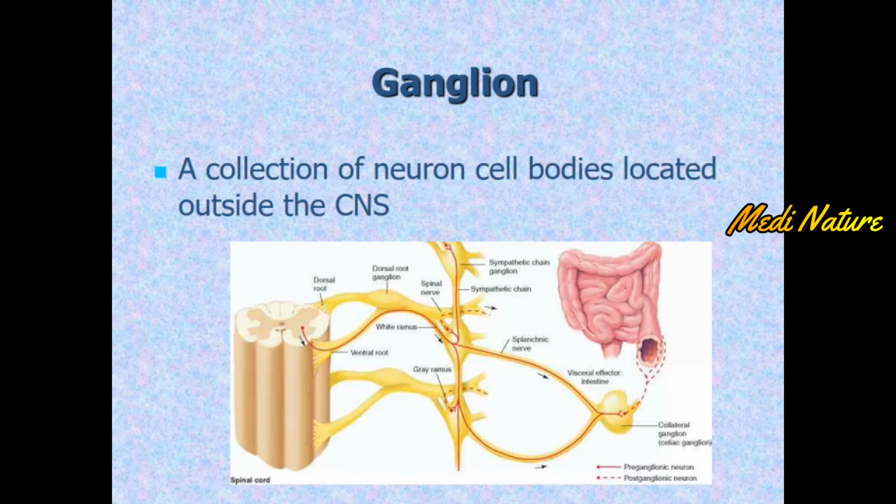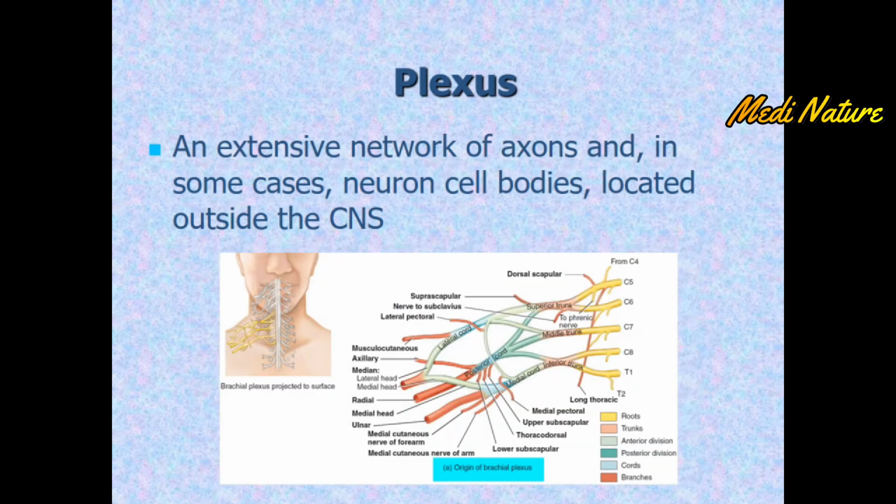Another part of the peripheral nervous system is the ganglion. A ganglion is a collection of neuronal cell bodies which are located outside the central nervous system. A plexus is an extensive network of axons which are located outside the central nervous system. Sometimes a plexus also contains neuronal cell bodies other than axons.